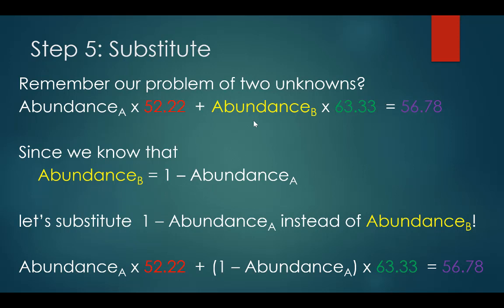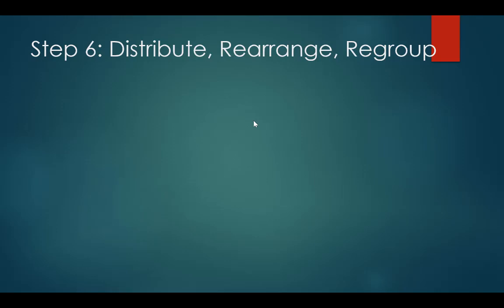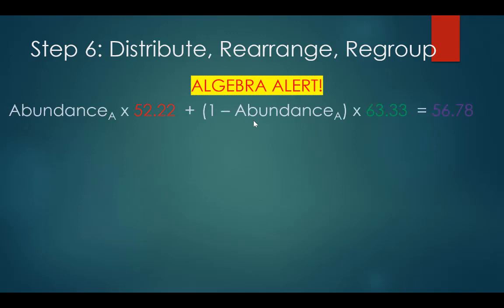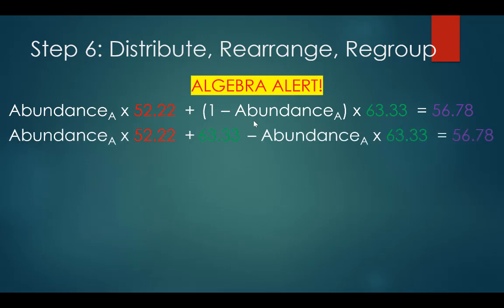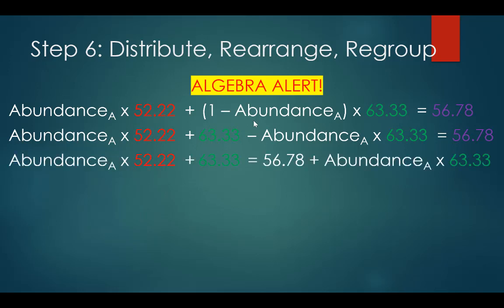We're going to need to distribute and then regroup and simplify, and that's going to take a lot of algebra. So distribute, rearrange, regroup. I'm going to go through this quickly. You're welcome to pause and figure out what is going on after each step. There was our equation that we need to solve for abundance A. We see it appears 2 times. I'm going to distribute the 63.33 to the 1 and the minus abundance A. I'm going to move the abundance A times 63.33 to the right-hand side of the equation.